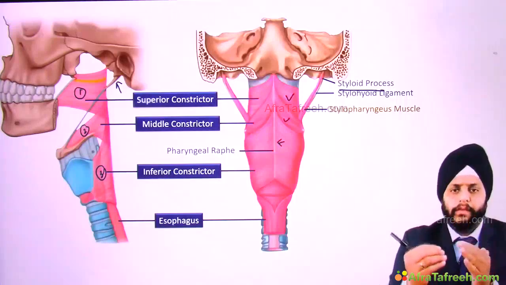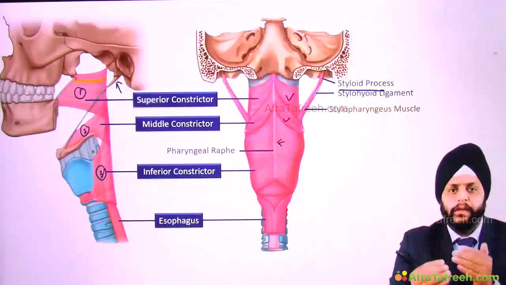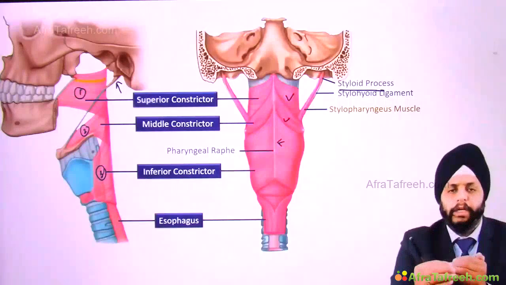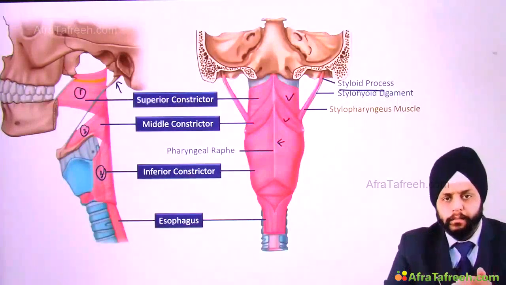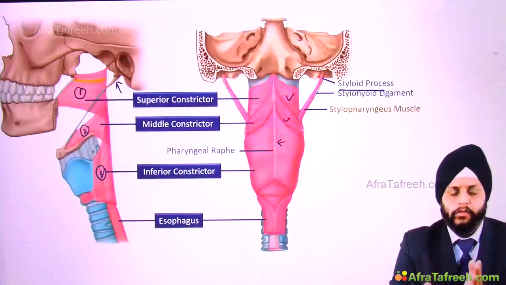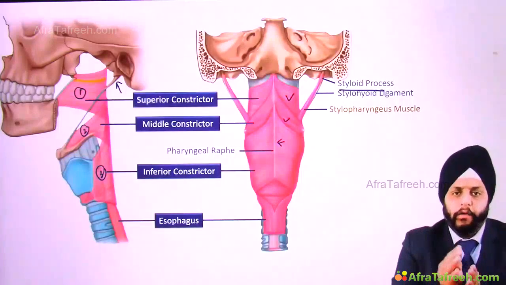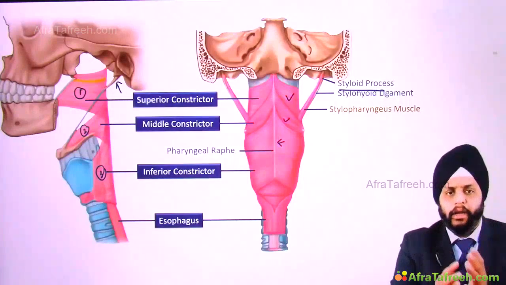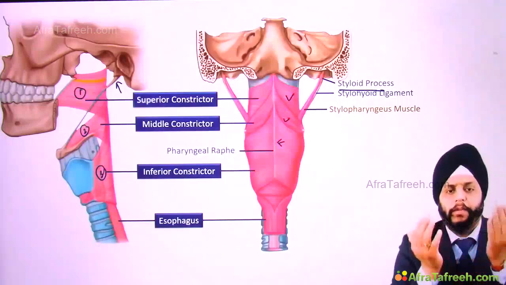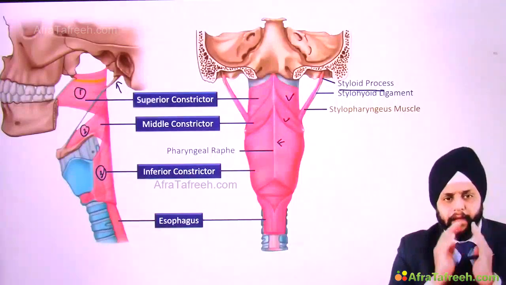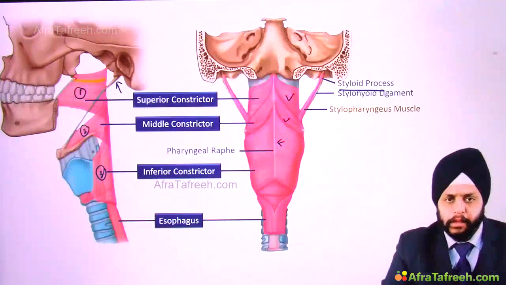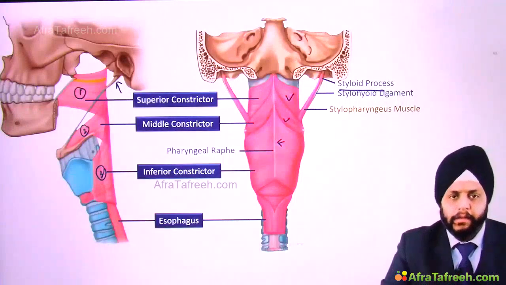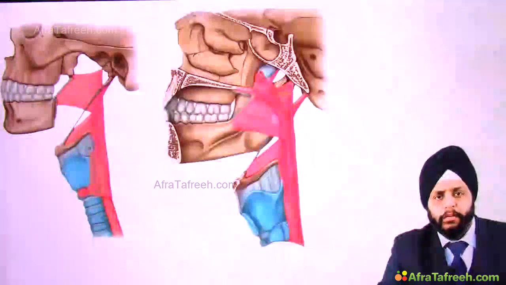Okay, so we can see the stylopharyngeus muscle, it is entering into the pharynx between the superior and middle constrictor muscle. So it forms another layer of the pharyngeal wall. So muscles of the pharynx, superior, middle, and inferior constrictor, they form the outer layer, and the inner layer is formed by 3 more muscles. Let's see these 3 more muscles. So what are those 3 more muscles?